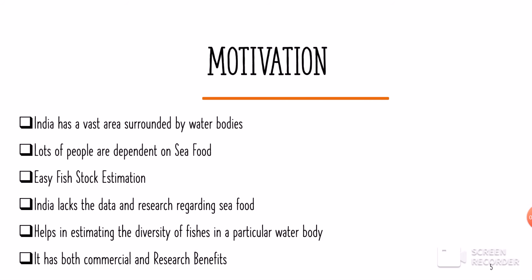Our main motivation behind this problem was that India has a vast area surrounded by water bodies, and most people are also dependent on seafood. So our solution provides easy fish stock estimation, and it also helps in research purposes as it provides data of various species found in different areas, as currently India lacks research data regarding seafood. It could also help in estimating the diversity of fishes in a particular water body. It has both commercial and research benefits in this way.